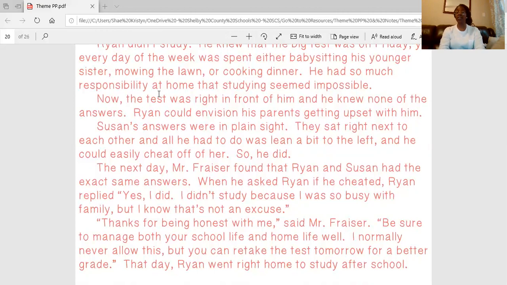Okay, so that's the changes from the beginning of the story to the end of the story. So they don't always have to deal with attitude. So the next thing that you should see here is, was there any advice given? Hopefully you noticed Ryan's teacher gave him advice. After Ryan was honest and stated that it was no excuse that he was so busy, his teacher says, thanks for being honest. Then here's the advice. He says, be sure to manage both your school life and your home life well. So you see the changes that happened with Ryan, and then you should see the advice given.